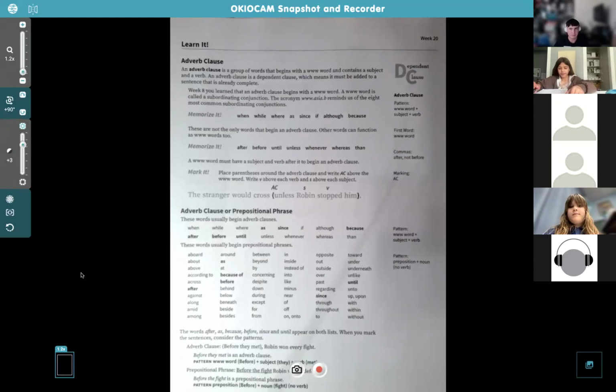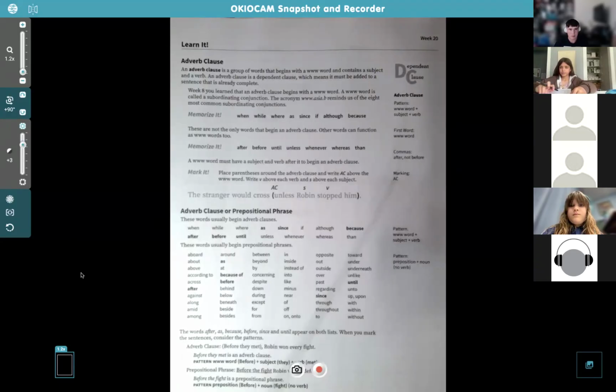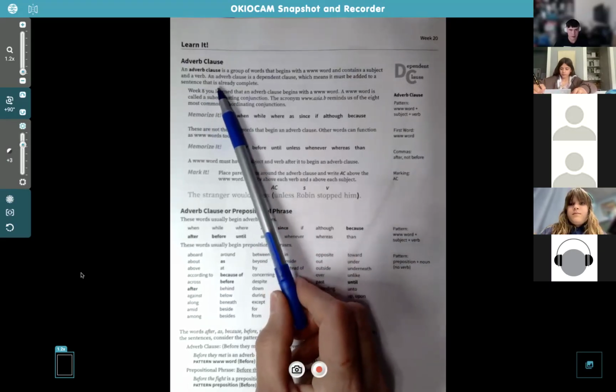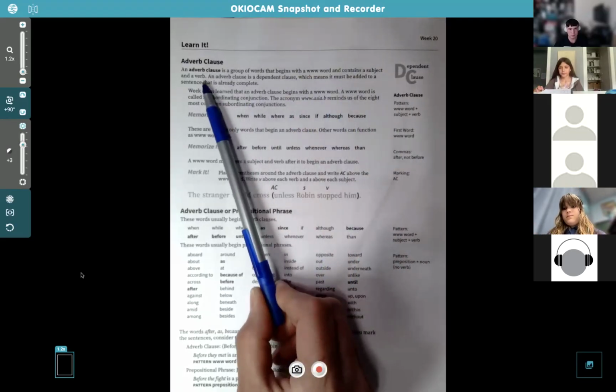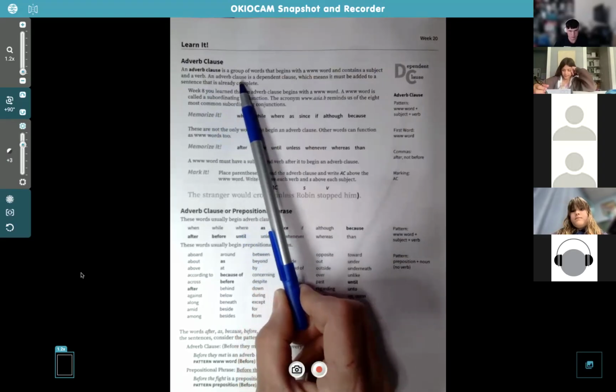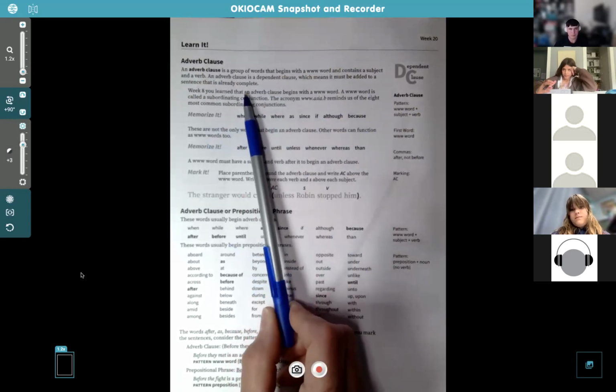Okay, adverb clause. You guys know the adverb clause. This is the Asia clause. So it says learn it because we're going to compare a couple of different lists here. And we are also going to look at some extra words that are now part of the adverb clause. So just when you thought you knew everything about adverb clauses, surprise, you don't. There's more. This is a group of words that begins with a WWW word and contains a subject and a verb. That's because it's a clause. An adverb clause is a dependent clause, which means it must be added to a sentence that is already complete.